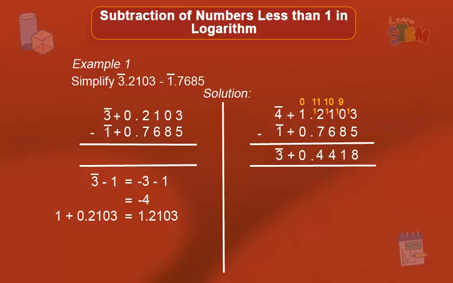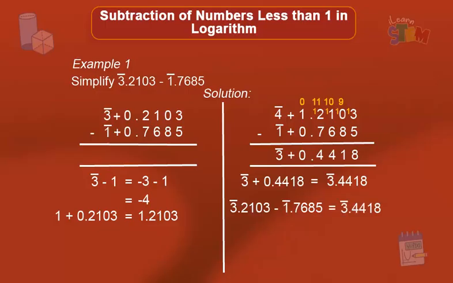To get our final answer, we will add the mantissa to the characteristic. Bar 3 plus 0.4418 equal to bar 3.4418. Therefore, bar 3.2103 minus bar 1.7685 equal to bar 3.4418.